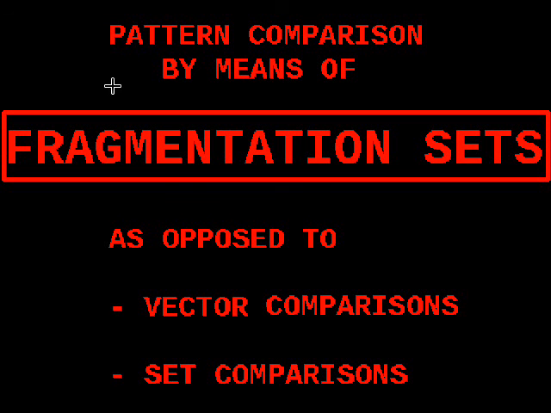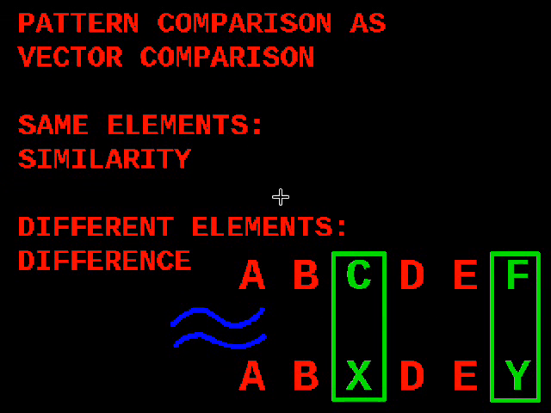First, let us look into vector comparisons. If you're having here the patterns of A, B, C, D, E, F and A, B, X, D, E, Y, then you can say, by means of vector comparisons, that you are looking at both patterns position by position and looking whether the elements are the same. And so far as they are the same, you can say that the patterns are similar. That means the two vectors where more elements are the same are going to be more similar.